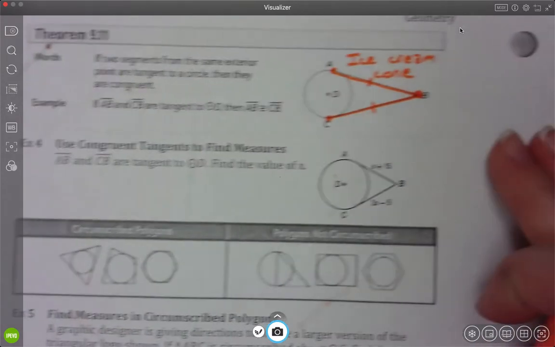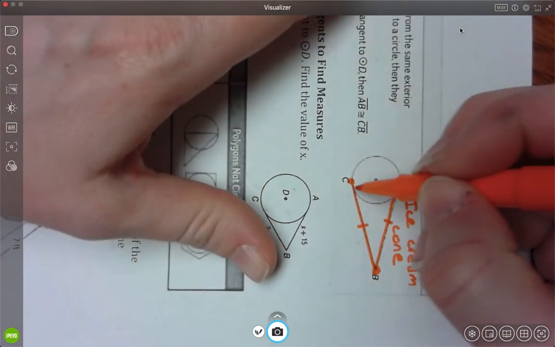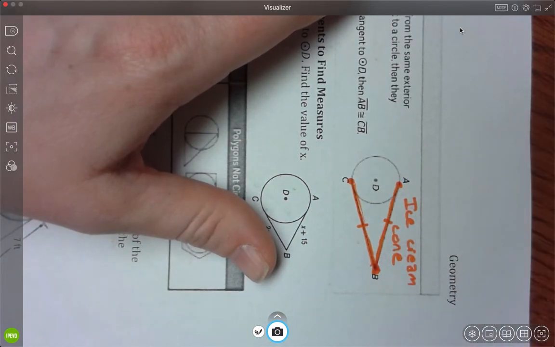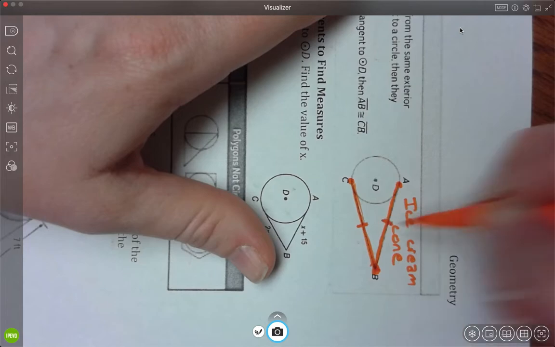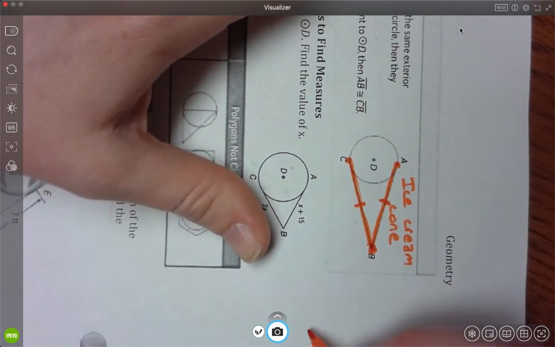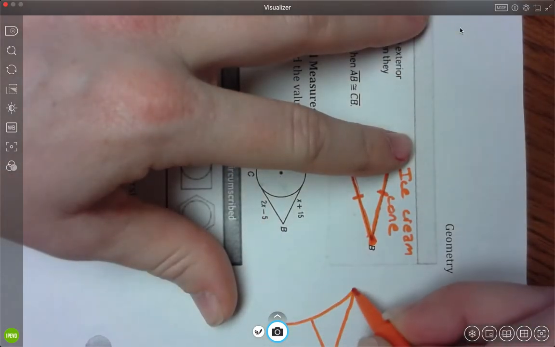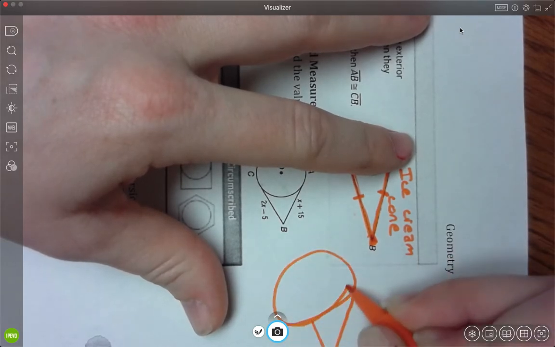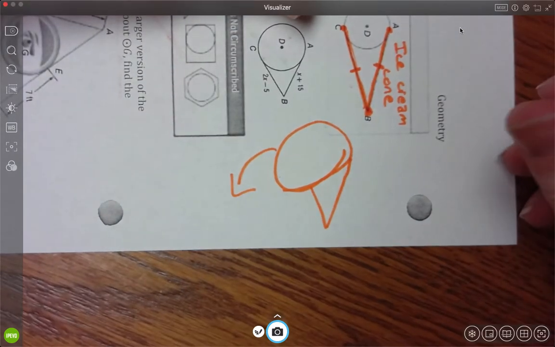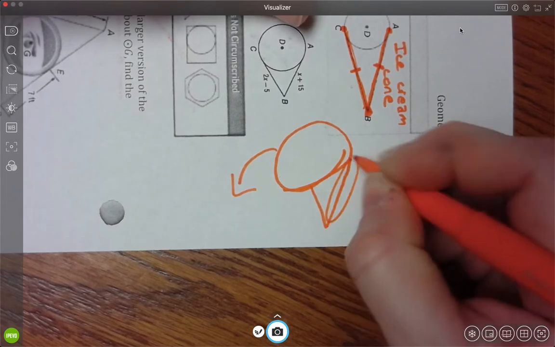The reason for this is, if I look at this as being an ice cream cone, and I have my tangent lines connecting at the bottom part of my cone, if these two are not the same length, my ice cream is going to fall off of my cone. Like if I have something here, let's say here's my tangent line, and here's what I have going on here, that ice cream is going to fall. That's a really bad drawing. If this is longer than this one, that's not going to work.